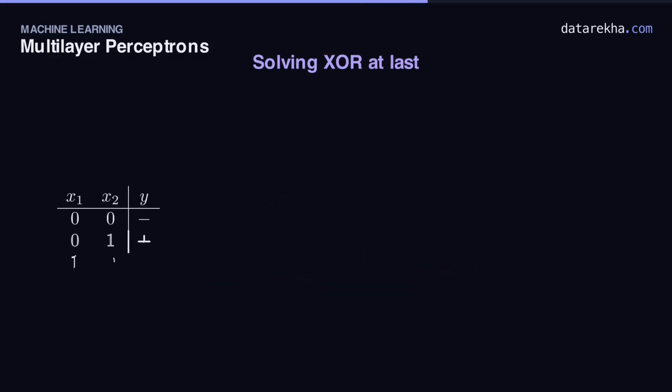Now the moment we've been building to: XOR. Positive when the two inputs differ, negative when they match. Plot the four corners and the classes sit on opposite diagonals. The exact pattern that beat a single straight line.